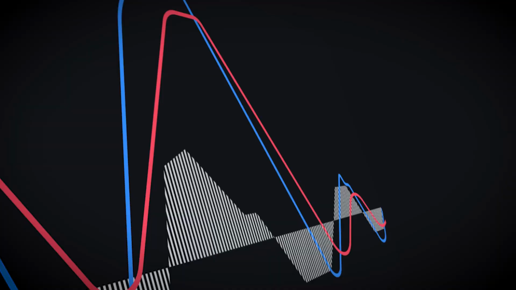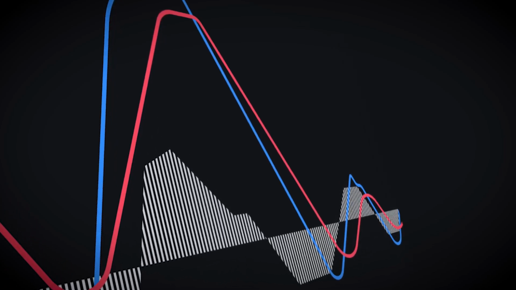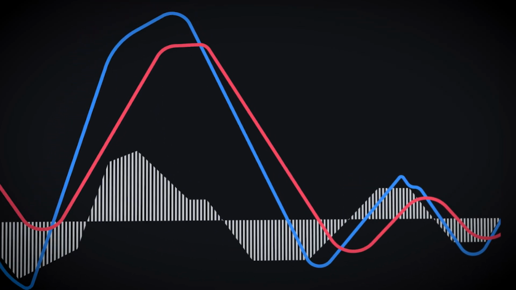Next, we're going to talk about MACD. MACD is made up of two lines that react to a coin's moving average over different time lengths. When the short-term line crosses above the long-term line, we often call that a bullish crossover.